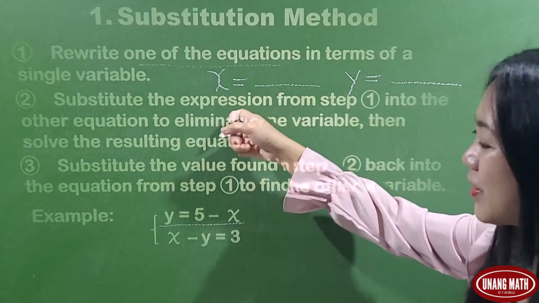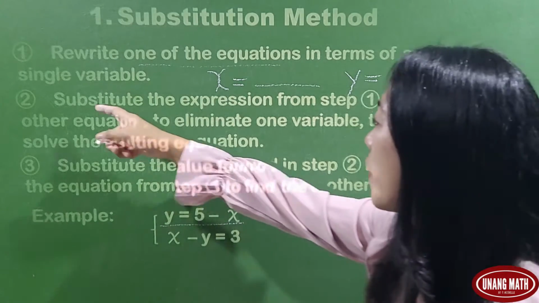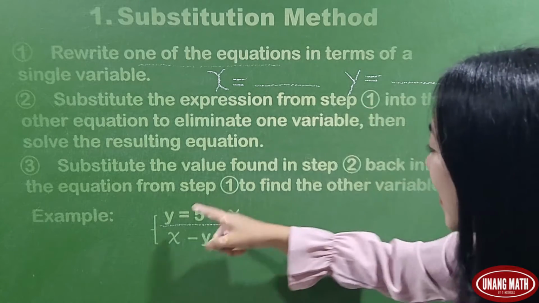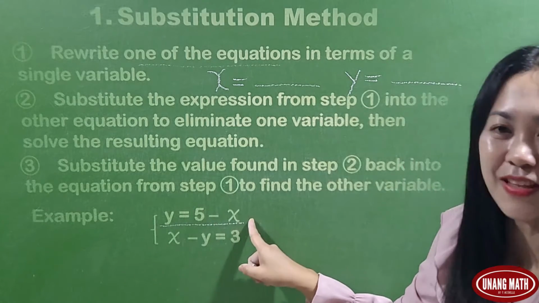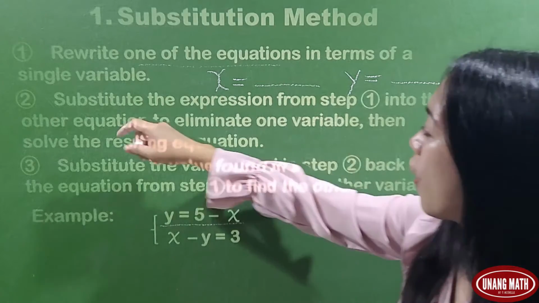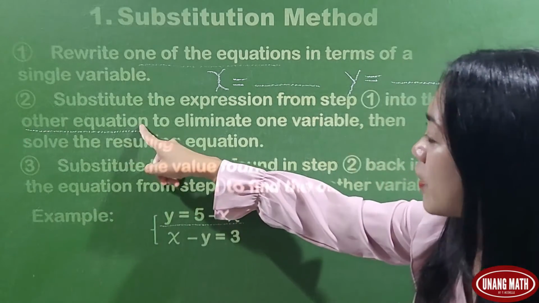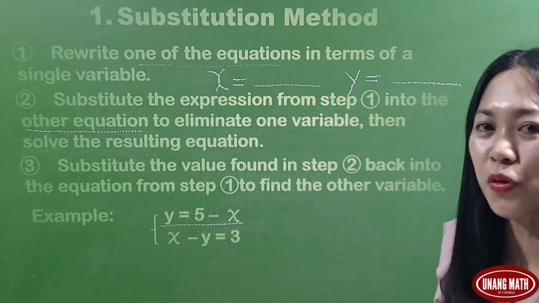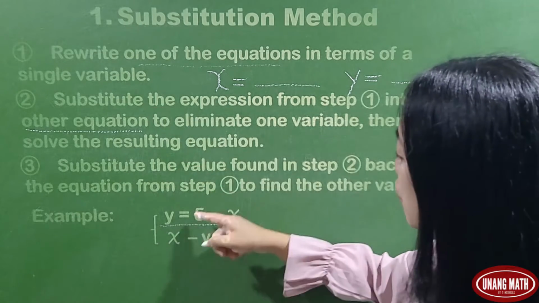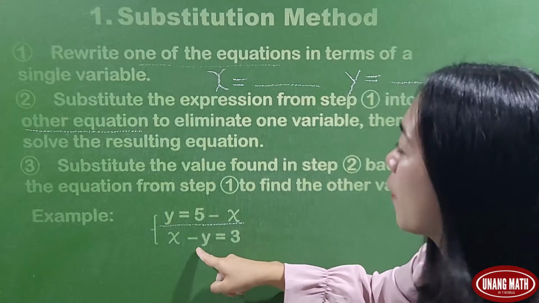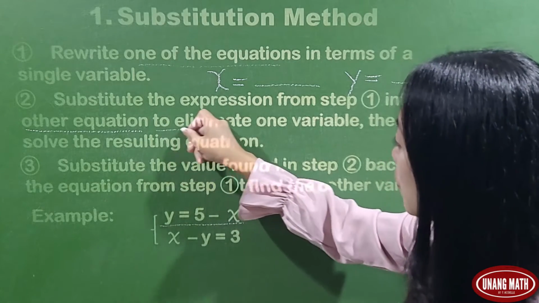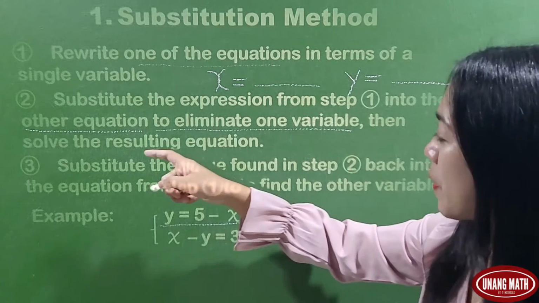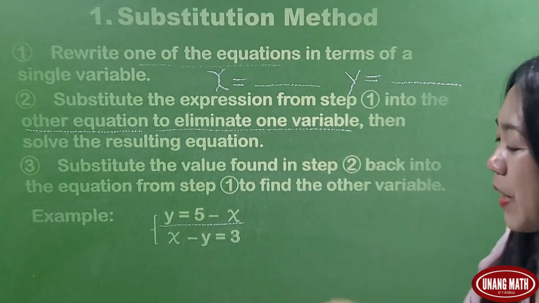Moving on to the next step, we will substitute the expression from step 1, and that is y is equal to 5 minus x, into the other equation. Where is the other equation? This equation, x minus y is equal to 3. So we will be substituting this value to this equation, and that is to eliminate one variable. Then we are going to solve the resulting equation.